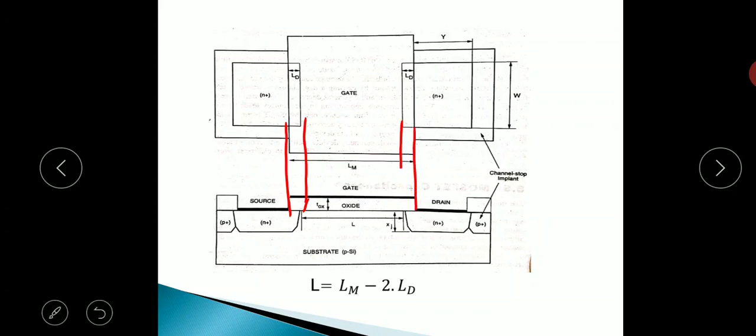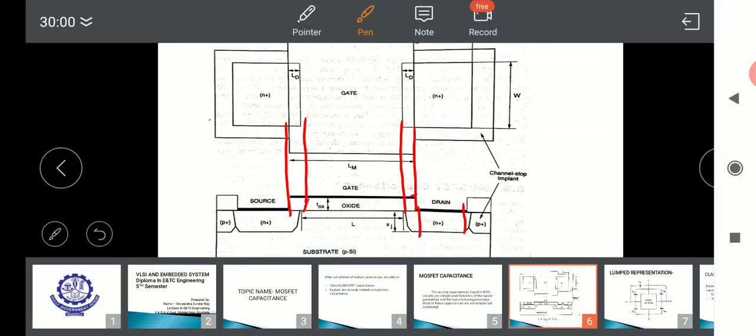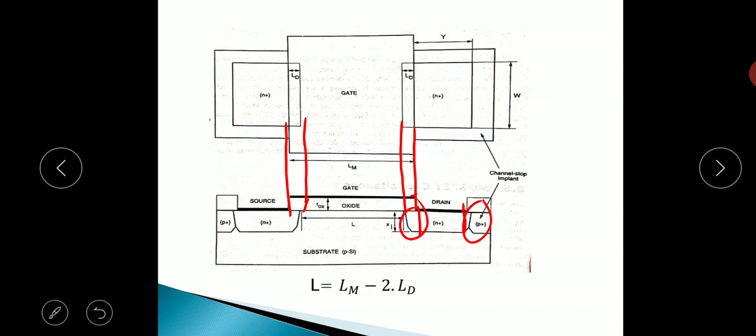I try to draw the exact area. Means if this is the window area, the extra regions are here in both source and drain side. So this area is the overlap region, that is spread below the gate region. That overlap area in both source and drain side is denoted as LD. These two regions are symmetrical. LD is on the order of 0.1 micrometer.